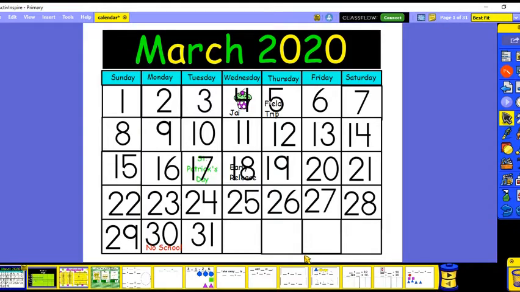Let's look at our calendar. This is our very last day of March, so next time we do our calendar, we'll be having our calendar for the next month. Does anybody know what comes after March? It's April, that's right. So we'll have our April calendar next time we have a calendar lesson. Okay, so let's look.